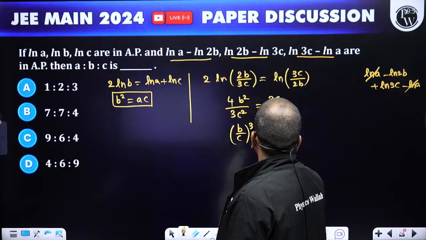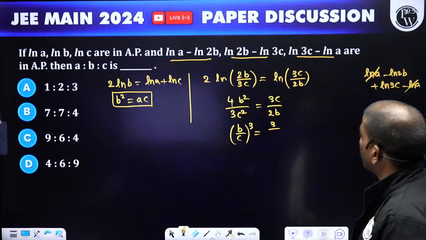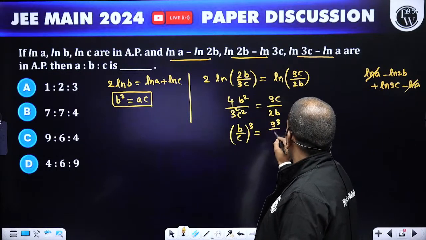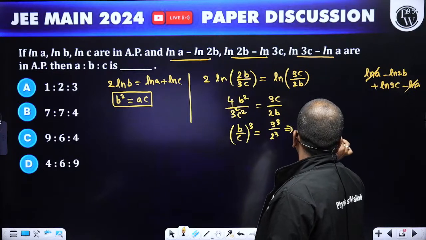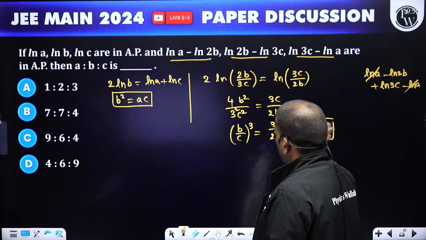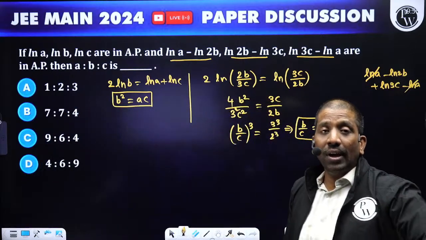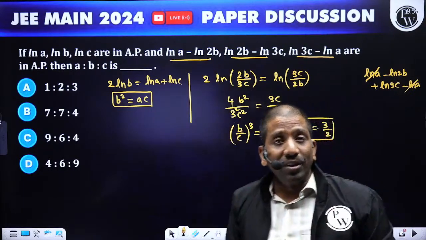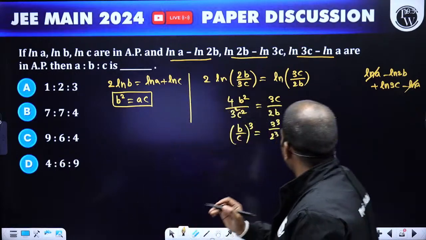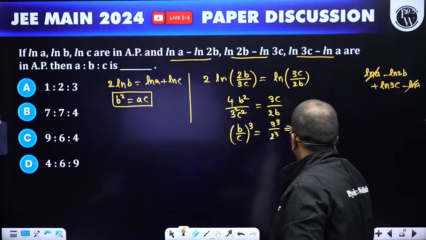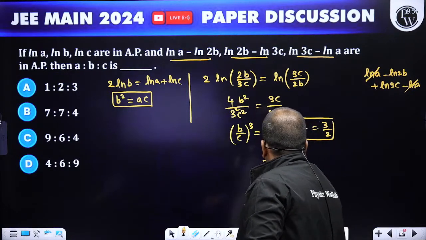So what we can write here is b by c power 3 equals 3 cube by 2 cube, meaning b by c is equal to 3 by 2. B by c is equal to 3 by 2. So this is what it is. But they are asking a is to b is to c. We cannot get exactly a, b, c with the given information. We can find the ratio of these numbers. How can we simply write? Simple idea, my dear students: b by 3 is equal to c by 2. This is what I could write here.